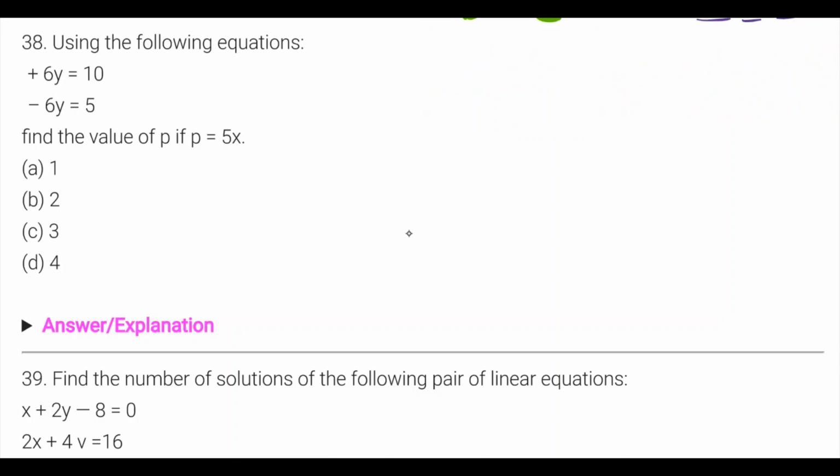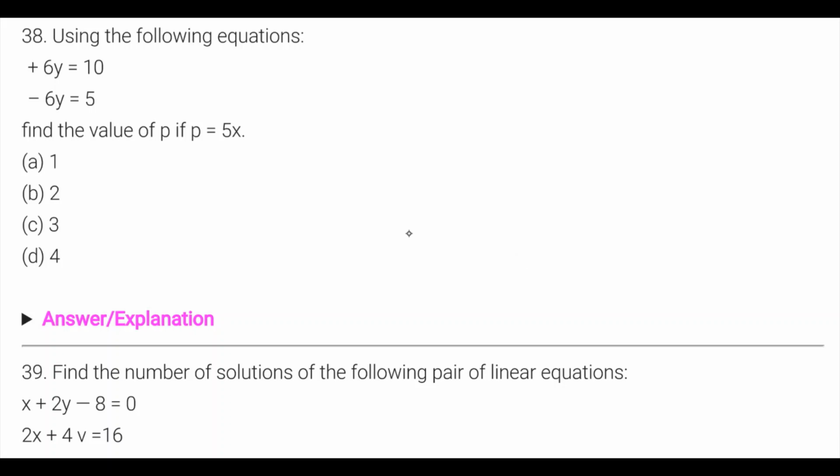Next question. Using the following equations, find the value of P if P equals 5x.